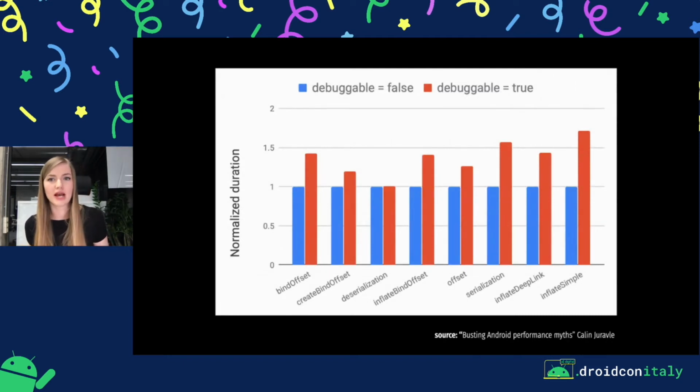Here's a graph from the article Busting Android Performance Myths. This graph shows the benchmark duration of some method calls recorded for debuggable true or false. And as you can see, for some methods, being in debug mode added almost no overhead at all. But for some, the measured value increased by 50% or even more. So when you want to measure your code with good accuracy, using the profiler might not be the best option.